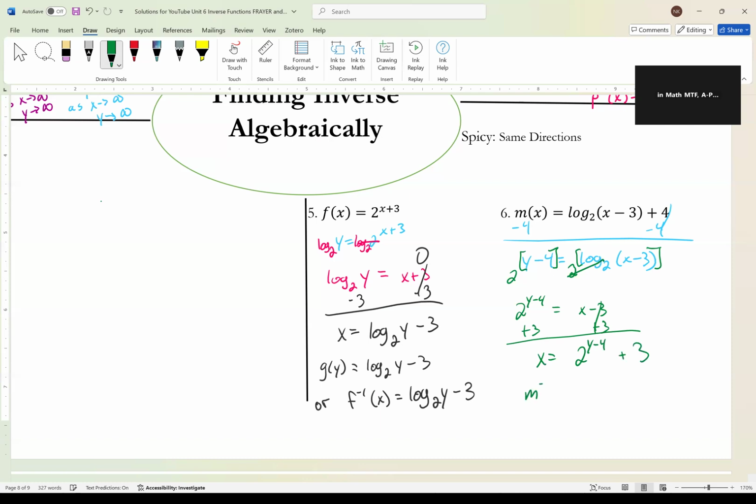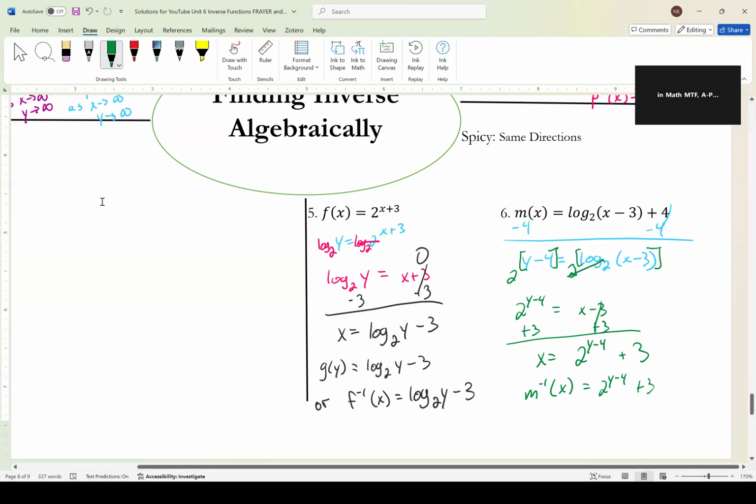Or I'll just jump straight to this one. The inverse of m of x is equal to 2 to the y minus 4 plus 3. And I want to point out that this should make a lot of sense, and I could have talked about this earlier, but the idea is the inverse of a logarithm is an exponential. The inverse of adding 4 is subtracting 4, and that was the last thing being done, so that's actually now the first thing being done. Then the exponential. And then the first thing being done to that x was minus 3, and the inverse of minus is addition. And notice that's now the last operation being done. So everything is in the inverse order.